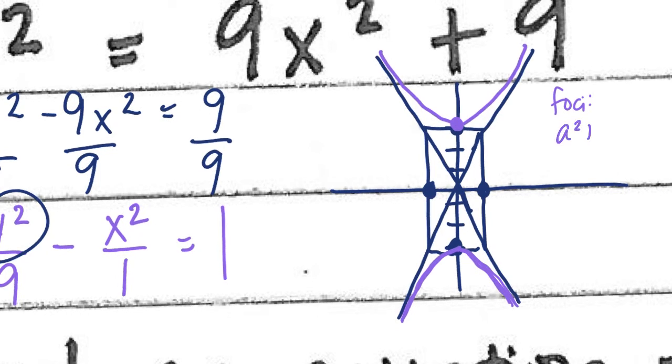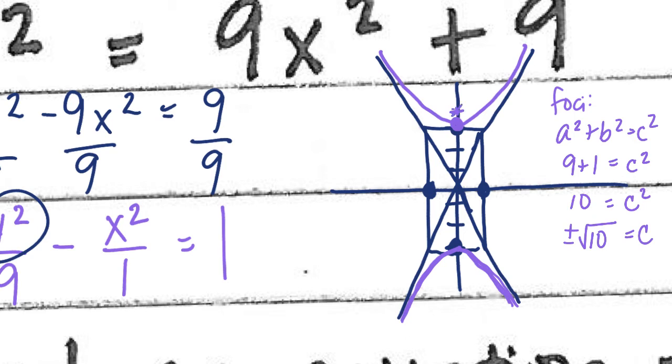So a squared plus b squared is equal to c squared. 9 plus 1 equals c squared. C squared is equal to 10. So c is equal to plus or minus root 10. Now, because plus or minus root 10 is just a little bigger than 3, I know the foci are going to lie here. So we have to write that as a point at 0, plus or minus root 10. And those are the foci.